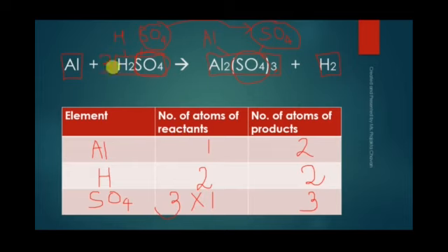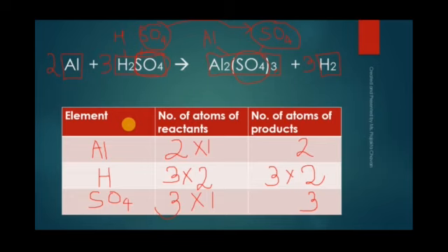Yes, but as soon as we write 3 here, hydrogen on the reactant side also becomes 6. So we multiply here by 3, the same thing we'll do on the product side. We'll multiply by 3. Brilliant. Now let us balance for aluminium. Yes, 2 on the product side. So let us make this 2 by multiplying 1 by 2 on the reactant side. Very good. So this completes our third step.